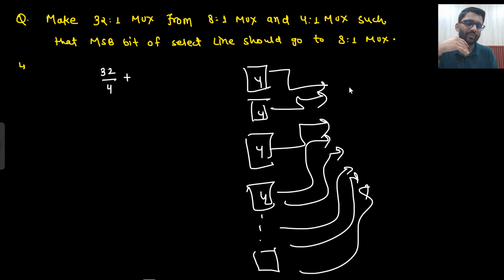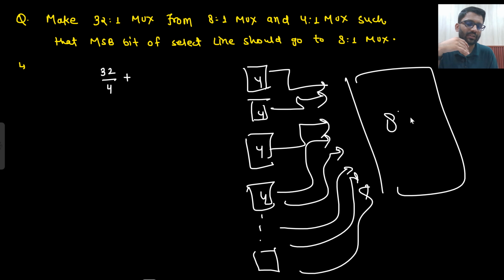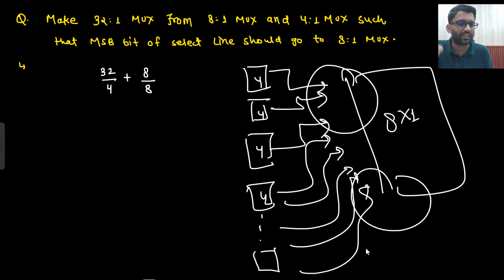So 8 outputs will be generated. Now it can be taken by 8 cross 1 mux. Here you can see 32 by 4. What you will get? 8. 8 is simply divisible by 8 only. You can make it from 4 4 as well, like 4 you use here, 4 you use here. This is also you can do. But final stage I want 8 cross 1 mux only.